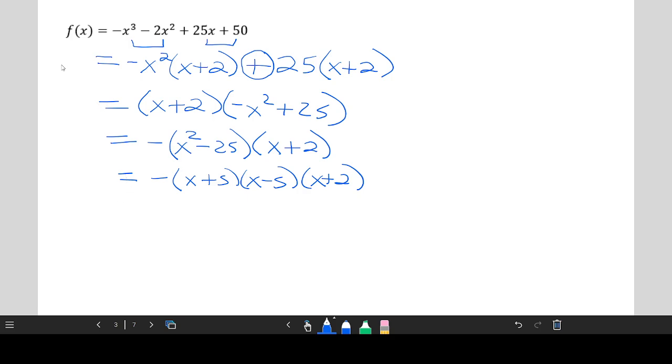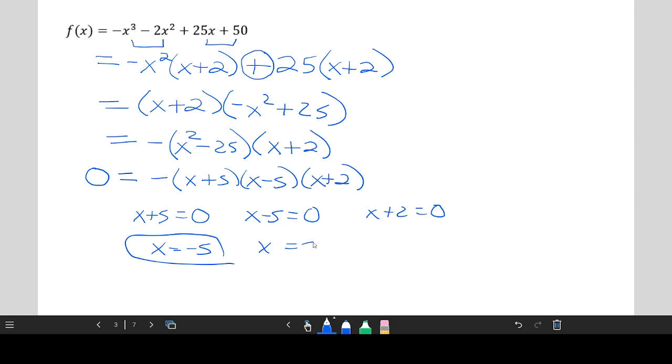And so remember, we're finding the zeros. So we're finding the x values that would make the y value 0. And so here we can see that if we set each of our linear factors equal to 0, then that gives us 3 different numbers. We get negative 5, we get positive 5, and we get negative 2.